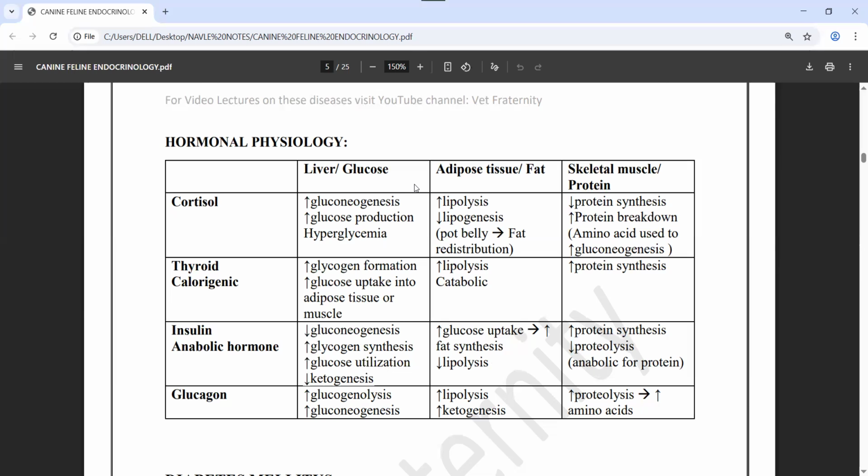So that was all about the normal physiology of hormones in the body, how they work on these three body organs, and you should have a good concept of these things before you jump into the diseases. So in the next video, we are going to start diabetes mellitus.